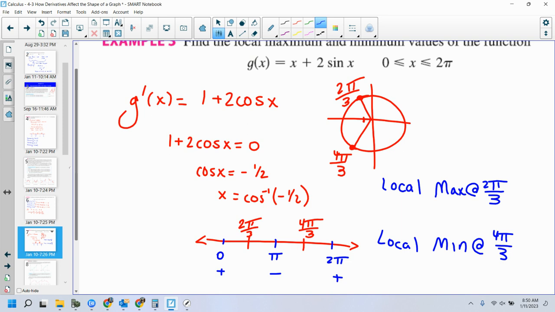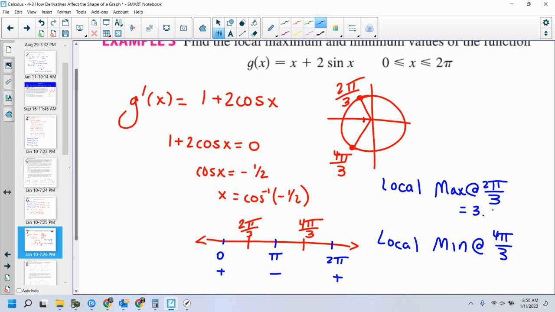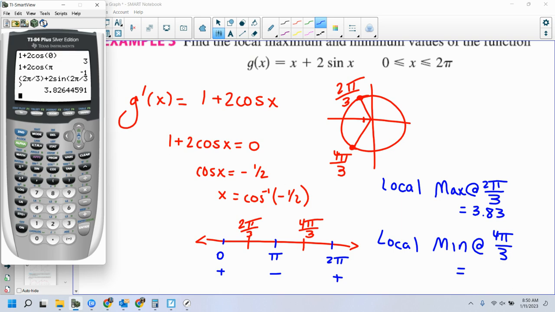And then you just run those values through. I'm going to put this in parentheses so I can do it again: 2 pi over 3 plus 2 times the sine of 2 pi over 3. And again, I'm not going through my derivative. I'm going back into my original because I'm seeing what the y value is. The local maximum is 3.83. Probably some fancy exact values with radicals, but it didn't ask for the exact value.